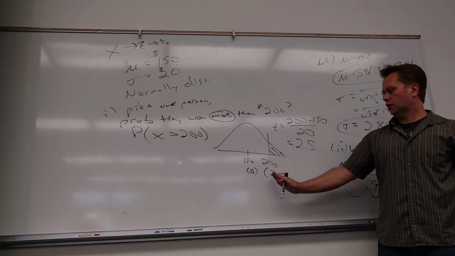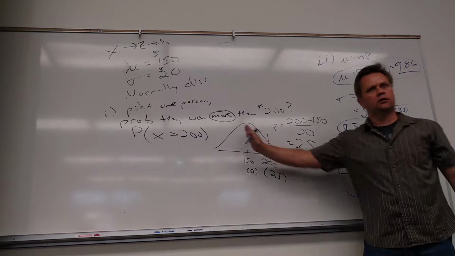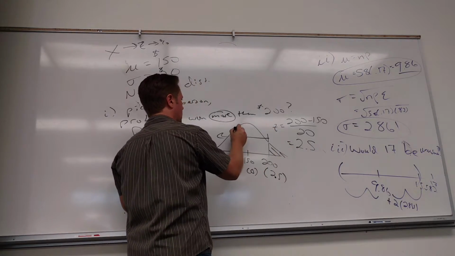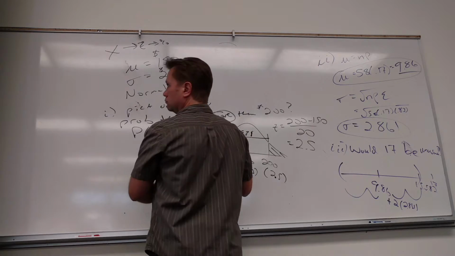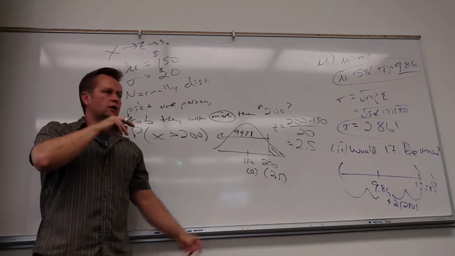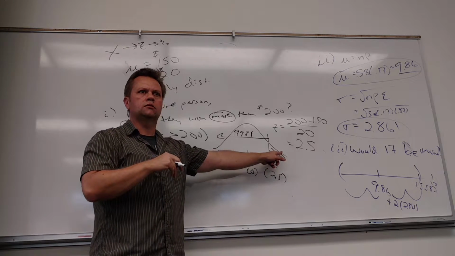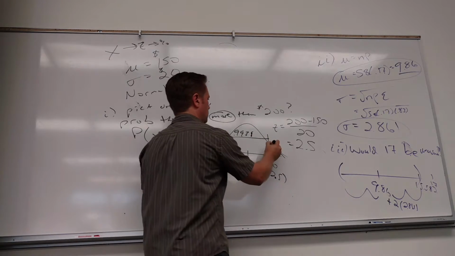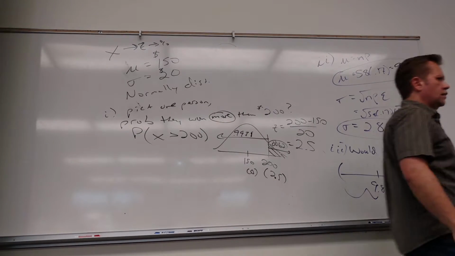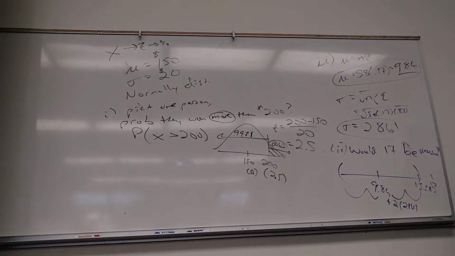And I know when I look up a Z-score, I put that answer below it. Now it makes more sense. Now this big chunk is 0.9938. So how do you get the actual answer then? 1 minus that. So 0.0062. Was it 0.9938? Yeah, okay.